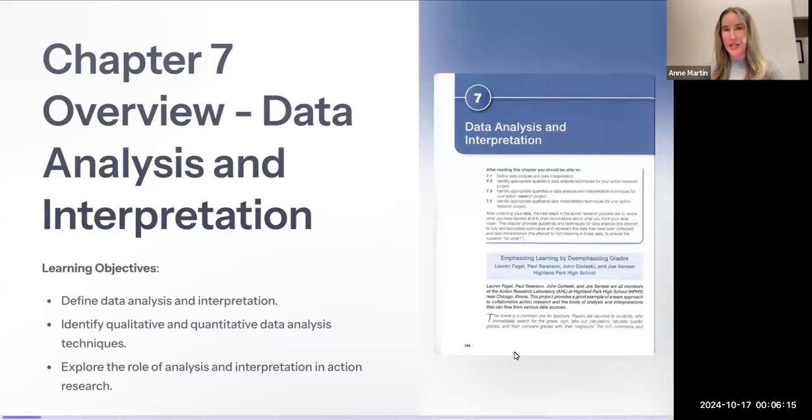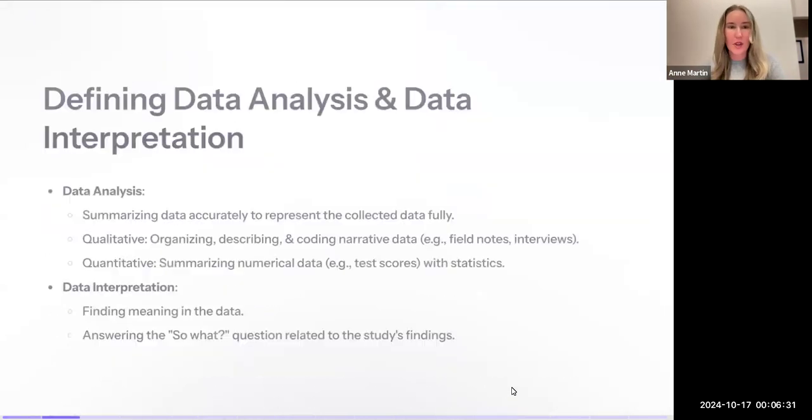So, big ideas for this chapter: the difference between data analysis and interpretation, and then going through the different strategies and techniques that you can use for both qualitative data and quantitative data, how we think about mixed design and action research, and then thinking about how you can take your data analysis to interpretation and beyond.